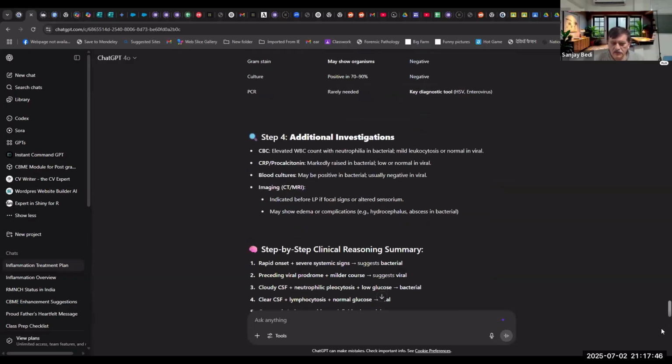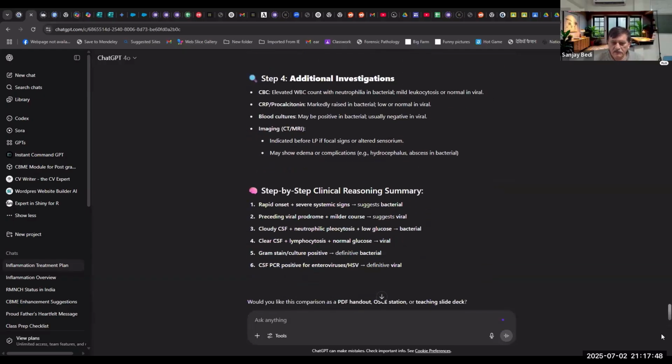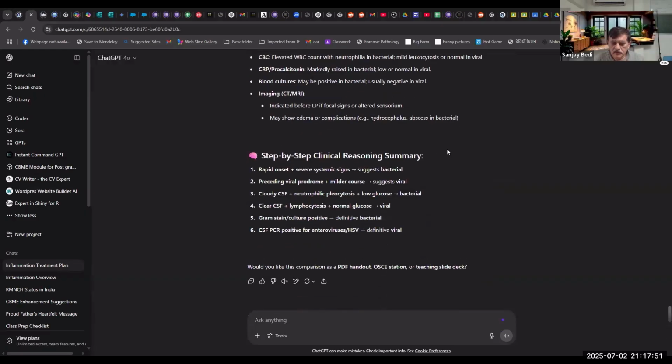and then imaging. Step-by-step clinical reasoning summary: rapid onset with severe systemic signs suggests bacterial, preceding viral prodrome and a milder course suggests viral. Cloudy CSF, neutrophilic pleocytosis plus low glucose represents bacterial; CSF lymphocytosis and normal glucose is viral. Gram stain or culture positive is definitively bacterial; CSF PCR positive for enterovirus is definitely viral.